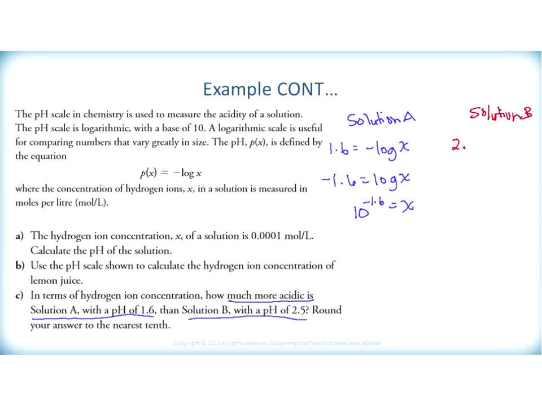The pH is 2.5, and that will equal negative log of x. So negative 2.5 would equal log x. Let's change it to exponential form. Remember, it's base 10, so 10 to the power of negative 2.5 will give us x. Now we have to figure out how much more acidic solution A is than solution B. To do that, we have 10 to the power of 1.6 over 10 to the negative 2.5, and this will give us 7.9.